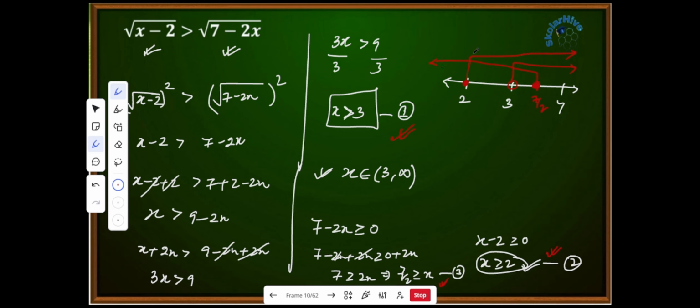So now among all the three, we have to look for the common region. The common region in all, between this and this, is from 3 to 7 by 2. So the answer for this one will be the value of x belonging from 3 to 7 by 2, closed interval. Here 3 is open, right? But here 7 by 2 is closed, so we have to put the closed interval over here. So this is your answer.